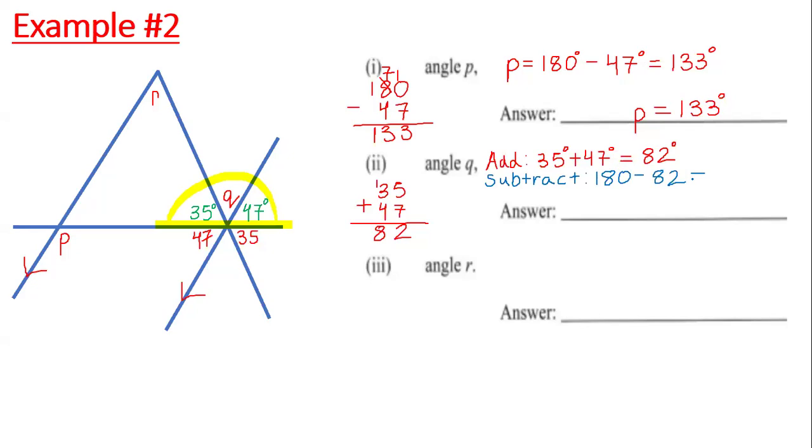And we have the following. 180 degrees minus 82. 0 minus 2, we can't do that. This becomes 7. And then this is 10 minus 2, which is 8. 7 minus 8, we can't do that. This becomes 17. 17 minus 8 is 9. So it's going to be 98.